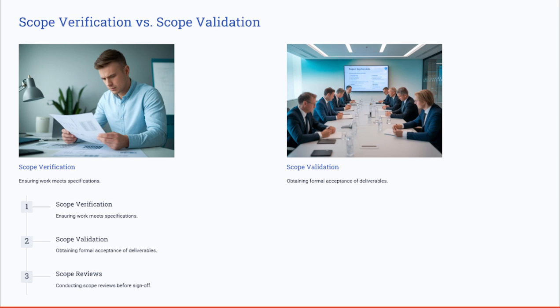Again, to summarize the main difference between scope verification and scope validation: scope verification ensures all the work meets the specification. On the other hand, scope validation is like obtaining the formal acceptance of all of the deliverables by the stakeholders.